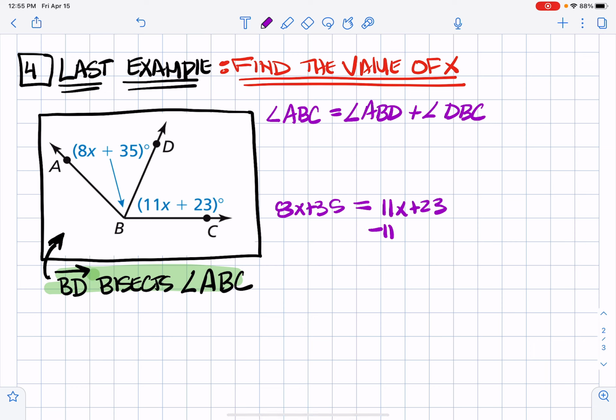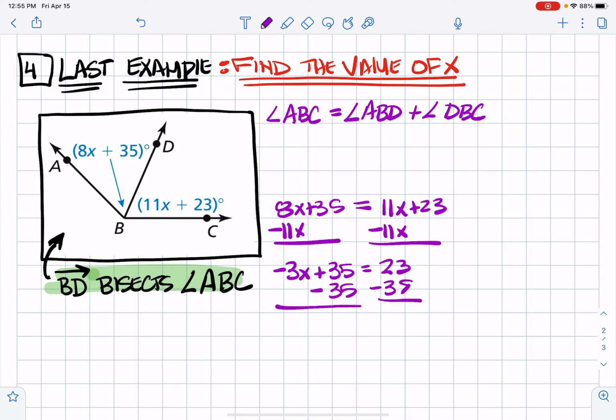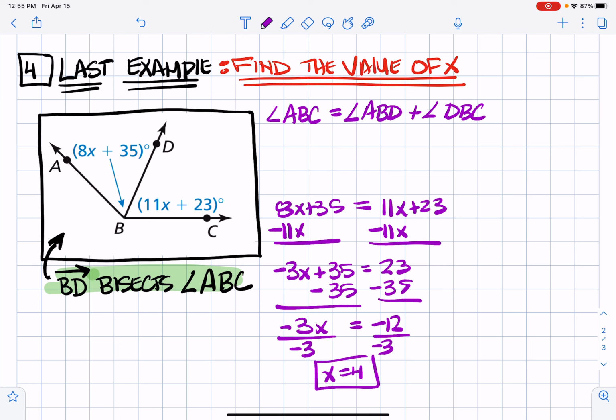So I'm going to subtract 11x from both sides. So 8 minus 11 is negative 3x plus 35 is equal to a positive 23. I want to isolate x, so I'm going to subtract 35 from both sides here. Okay, so negative 3x is now equal to 23 minus 35 is negative 12. You can use a calculator if you need to. Divide by negative 3, divide by negative 3. So x is a value of 4. Okay, what do we do with that information? We substitute it right back in for there and for there. But since they're equal, we only have to do this one time, and then we'll figure out what that value is, okay?